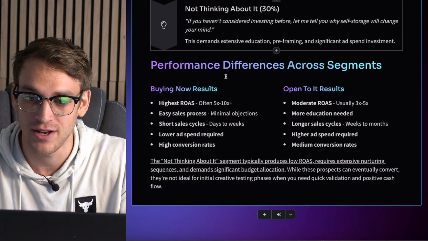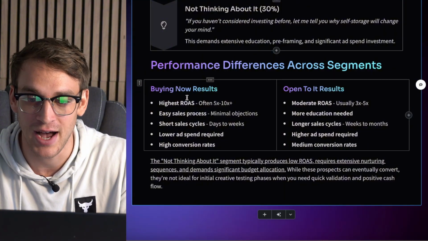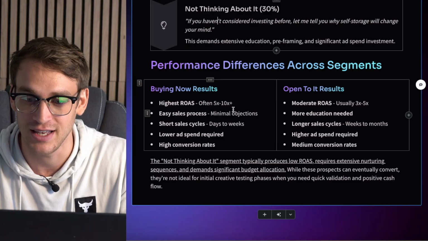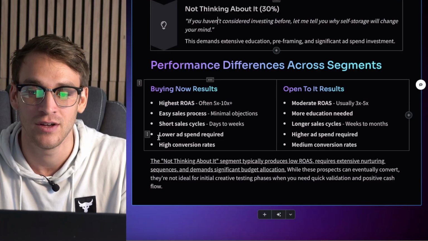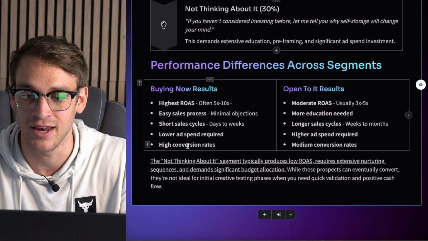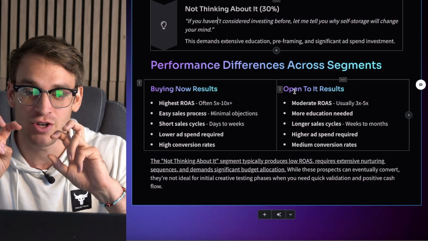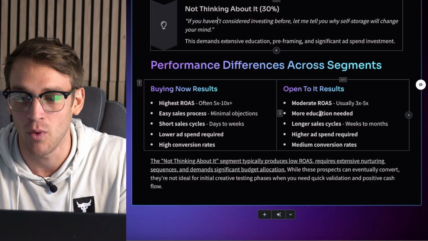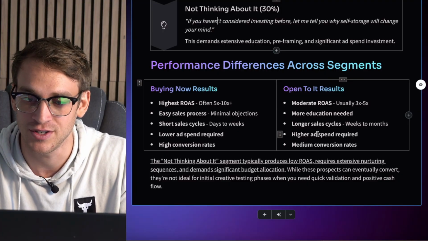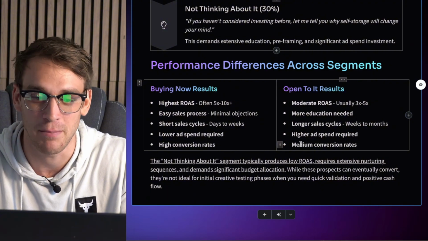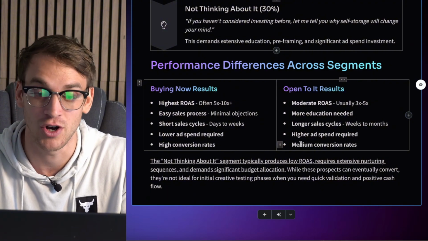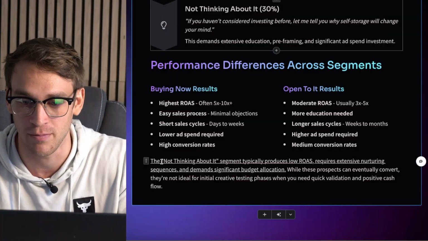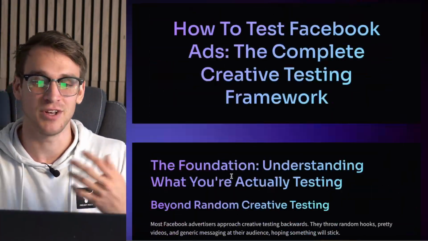So again, the differentiators across the segments is buying now, you're gonna see the highest ROAS when you dial in the creatives and the messaging, the easiest sales process, shorter sales cycles, lower ad spend required for conversions, and high conversion rates. The kind of open to it segment, which is like that 7% in the diagram, moderate ROAS, more education needed, a little bit longer sales cycles, higher ad spend required, and you have like medium kind of conversion rates. And as you go beyond that, that's where it just gets harder and harder and more expensive to reach people and convert people. So that right there is what you need to do to creative test.